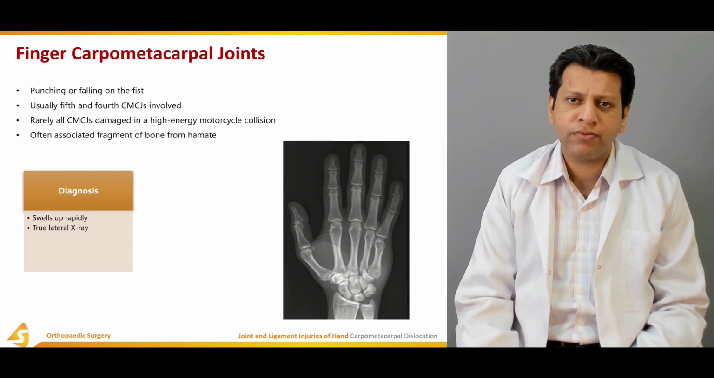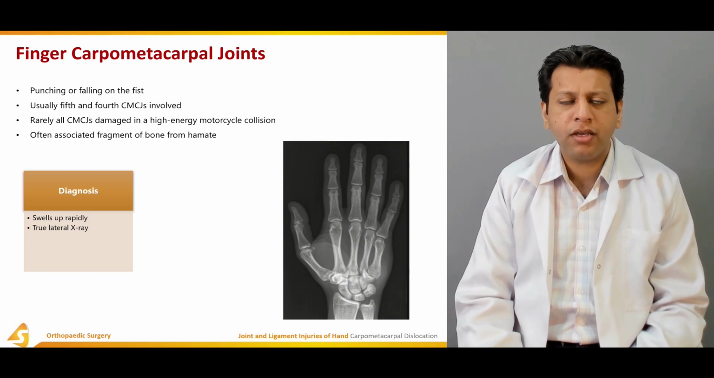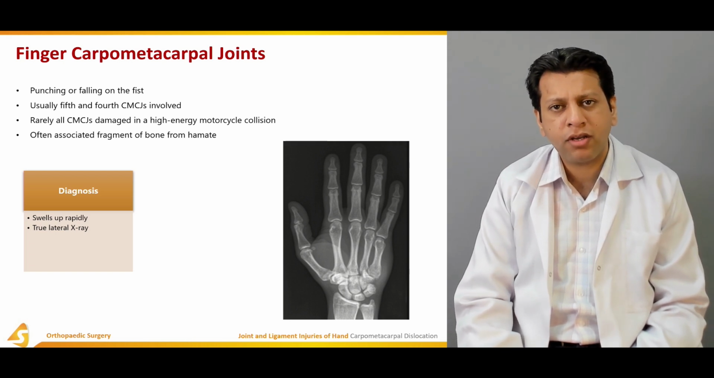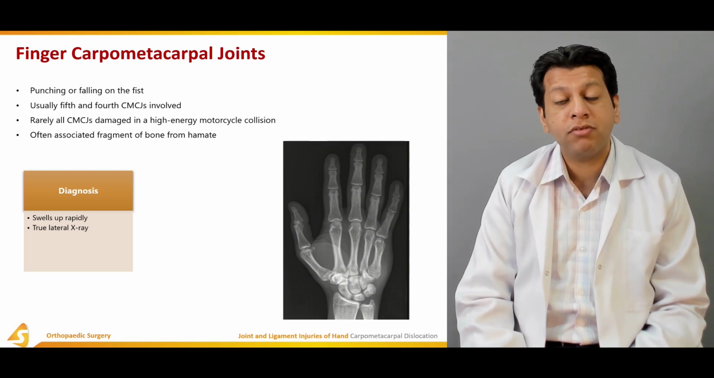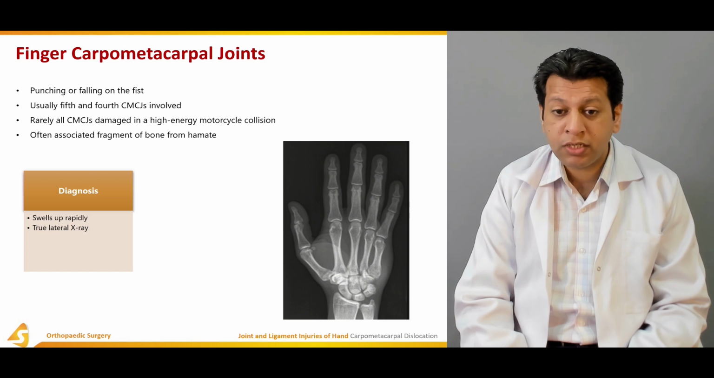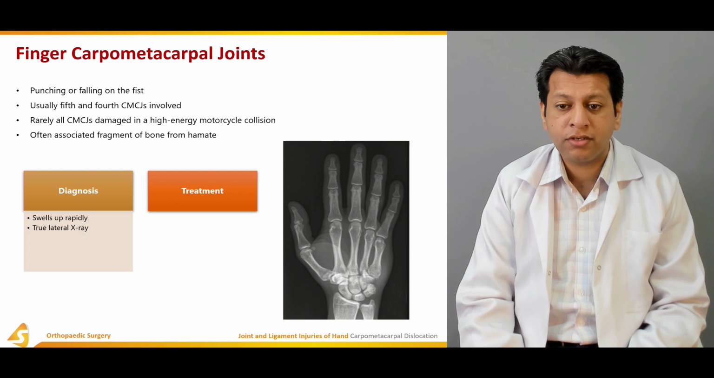There's a history of trauma. The hand has swollen up quite rapidly, and mainly the 4th and 5th fingers are more swollen. There is increased tenderness and pain over that area, especially over the 4th and 5th carpometacarpal joint. And true lateral X-rays would reveal the classical dislocation pattern.